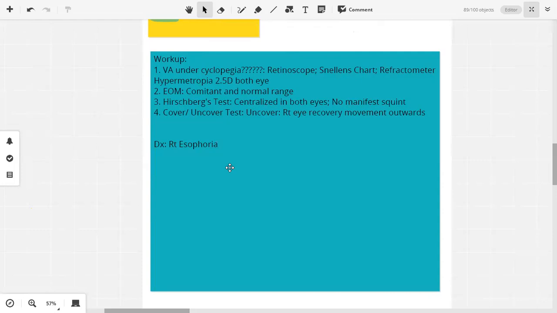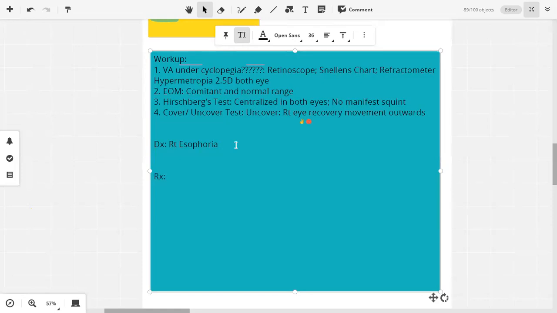Let me put this question in another way. Now you know that our patient has an esophoria. What is the treatment for esophoria? How will you treat this patient? First of all, we will correct the refractive error, correct the hypermetropia with the lens. Yes, that is good.